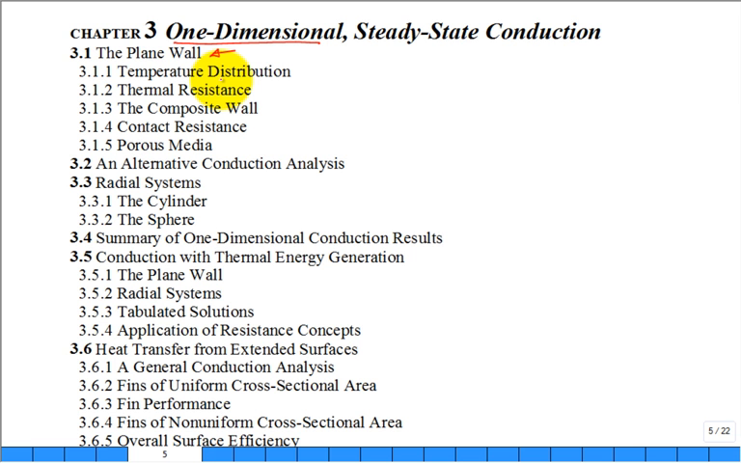That'll be the whole section 3.1, just temperature is a function of x, like a Cartesian coordinate system, rectangular coordinate system, okay. As well as in radial systems. So temperature is a function of r in the cylindrical as well as r in the spherical coordinate system. That's what we mean by one-dimensional. And then steady state, so it's not a function of time, it's steady state conduction.